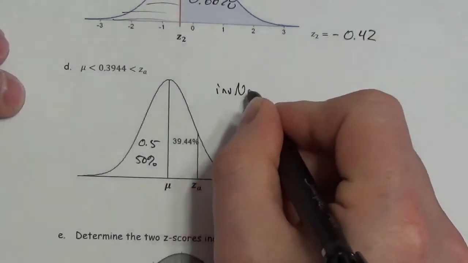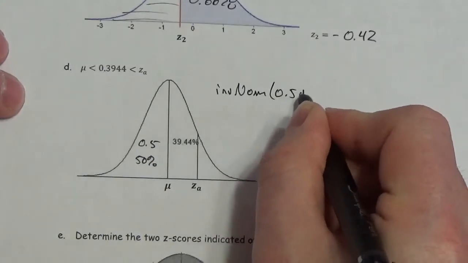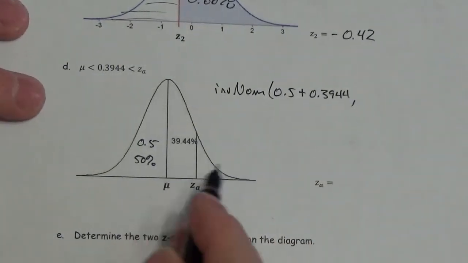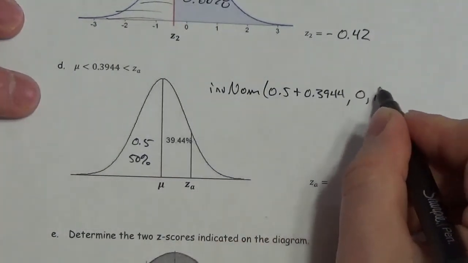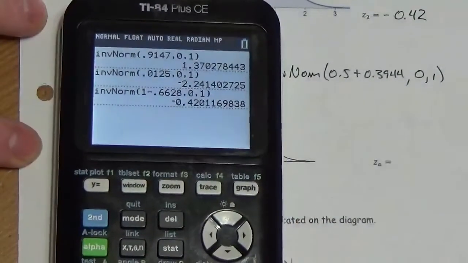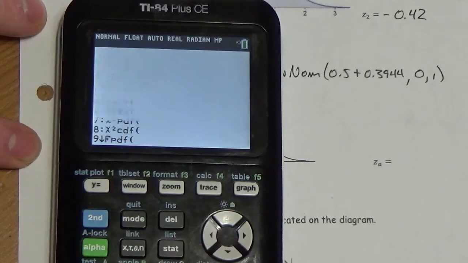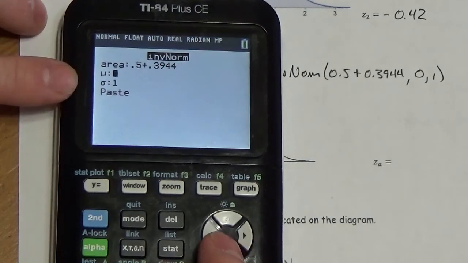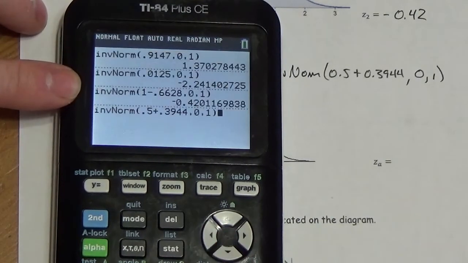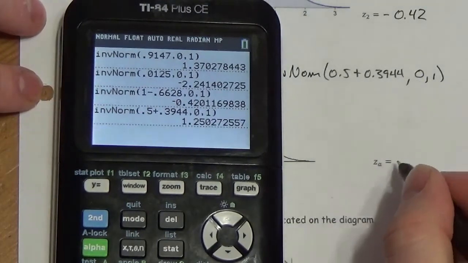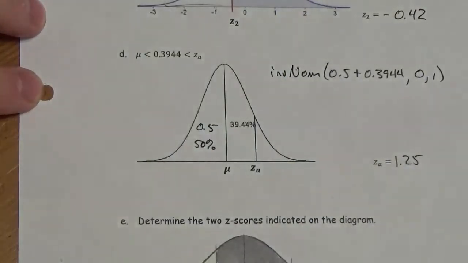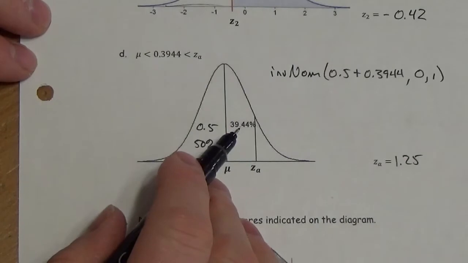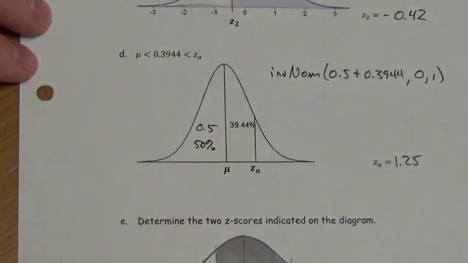So this is going to be the inverse norm of half the data plus this 0.3944, 39.44% of the data. The mean is still 0, the standard deviation is 1. So grab my inverse norm, 0.5 plus 0.3944. The mean is still 0, standard deviation is 1. Paste that in. And we're getting a z-score of 1.25. And again, that makes sense, because 39.44% pushes us quite a ways above the mean there.